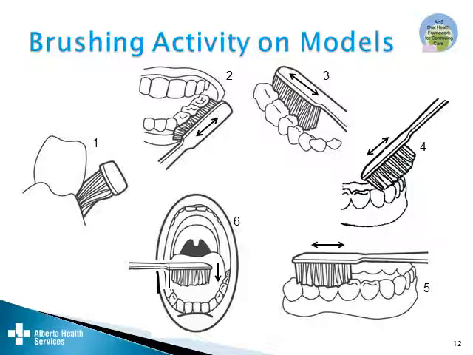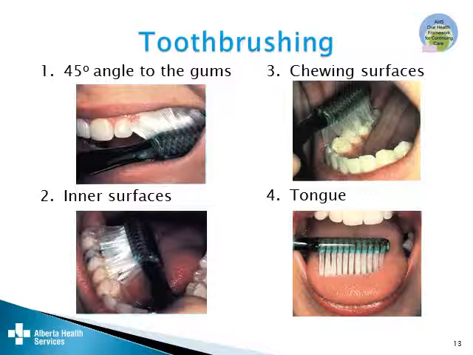Let's review the basic mouth care protocol. Apply water-based moisturizer to the lips before each episode of mouth care. Brush 2 times daily, or more often if needed. Use a grain of rice or pea-sized amount of toothpaste. Angle the toothbrush at 45 degrees and gently vibrate along the gum line. Brush the outside surfaces. Move to the inside surfaces of the teeth. Brush the chewing surfaces and gently brush the tongue.